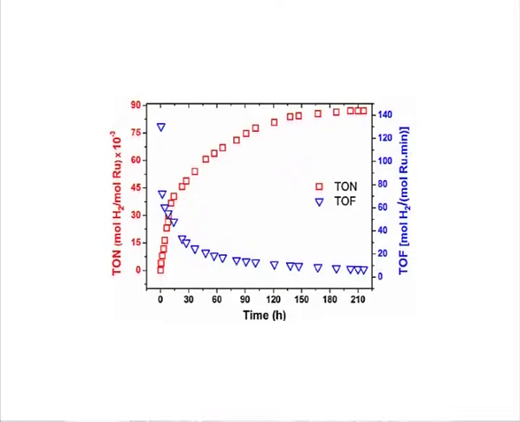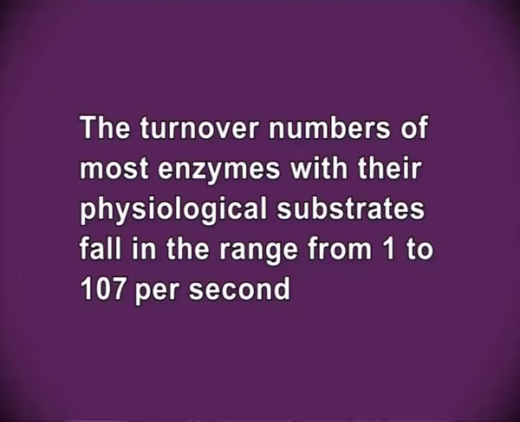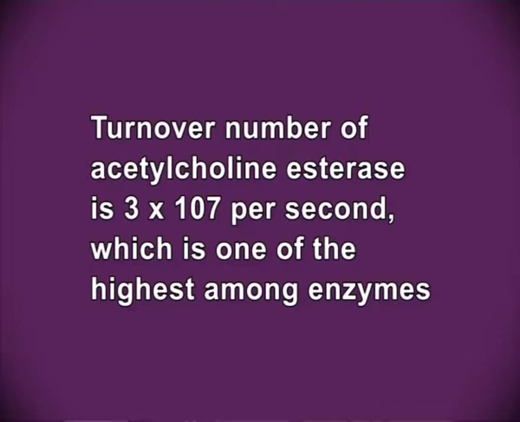Turnover number or kcat of an enzyme is defined as the number of substrate molecules converted to a product by one enzyme molecule per second. For example, if the turnover number of carbonic anhydrase is 4 multiplied by 10 to the power 5 s raised to power minus 1, it means that each molecule of carbonic anhydrase produces 4 lakh molecules of the product per second. The turnover numbers of most enzymes with their physiological substrates fall in the range from 1 to 10 to the power 7 per second. The turnover number of acetylcholine esterase is 3 multiplied by 10 to the power 7 per second, which is one of the highest among the enzymes.